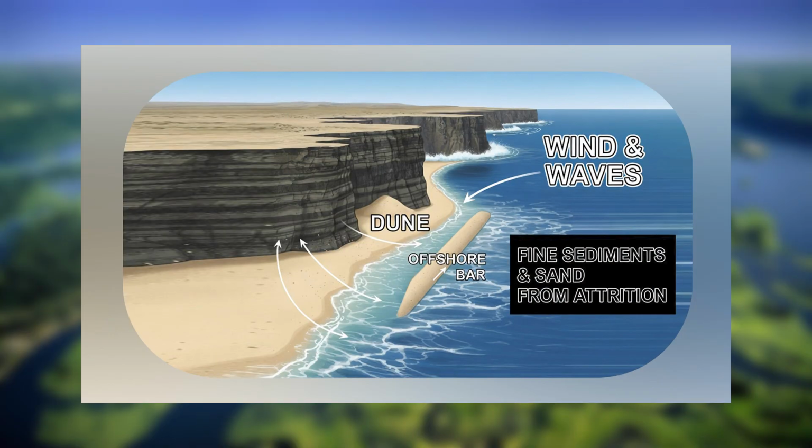Attrition plays an important role in creating sand and fine sediments of beaches and coasts. This process helps us in the formation of offshore bars and dunes, because these fine rock particles easily migrate to new locations due to wind and waves.